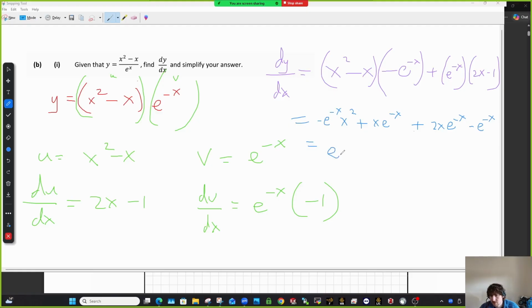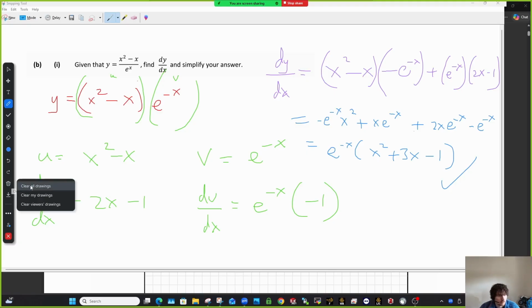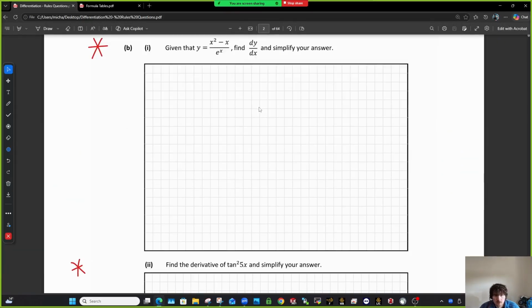And you could probably factor out an e to the minus x. So you take out an e to the minus x of everyone, and it'll leave behind x squared plus 3x minus 1. And that probably won't factorize anymore. But anyways, that's fine. Okay, cool. So we'll move on.